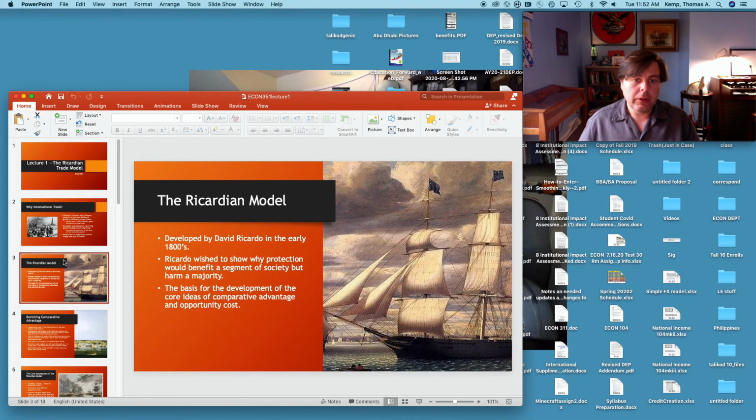Okay, so as I mentioned, this first model, the Ricardian model of international trade, is one that most people are familiar with, whether they know it or not.